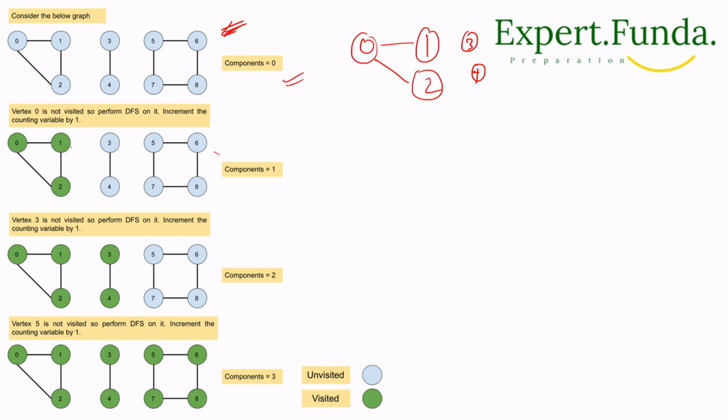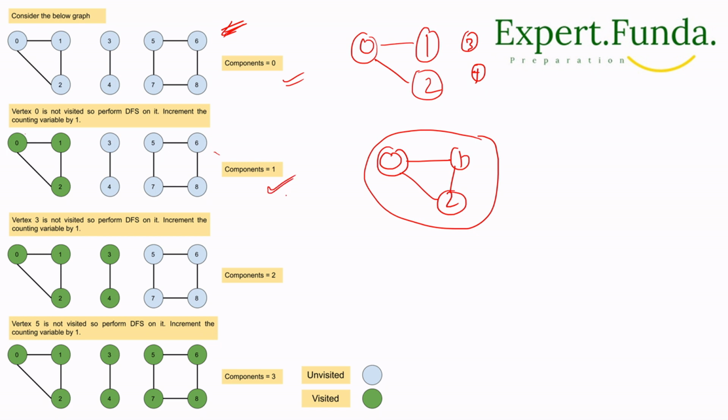How will we do that? We will start with 0, then we will go to all its connected nodes. So first it is connected with 0, 1 and 2, so it is connected like this. So this is a complete component, connected with each other, and that's why the number of components is 1. Now we will reach 3.